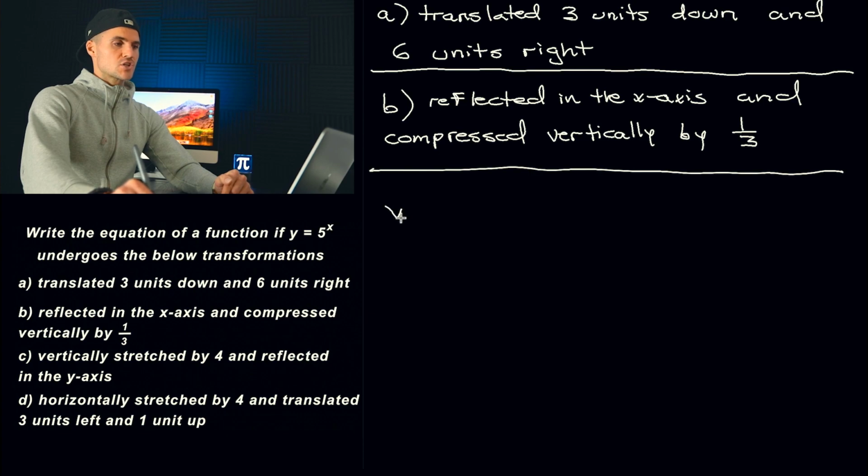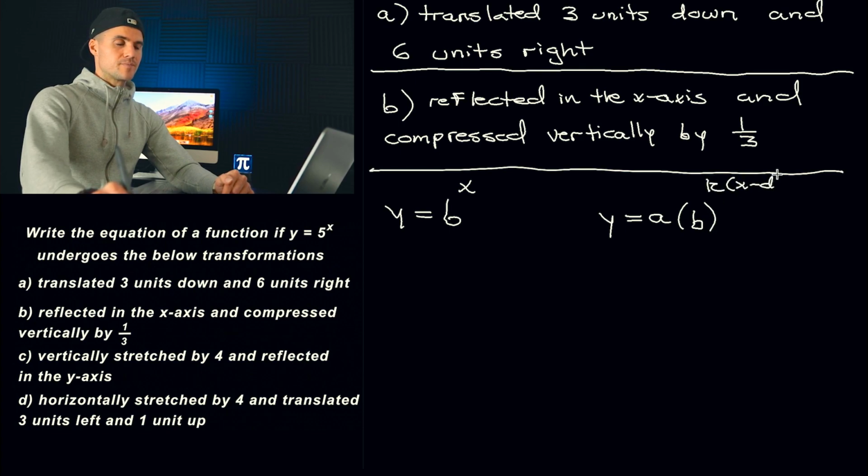If we have just in general any parent exponential function b to the power of x, in this case it's going to be 5 to the power of x. Let's keep it general for now. If we transform it, what's the format going to be? Well, it's going to be a b to the power of k bracket x minus d, and then we're going to have a plus c on the end.